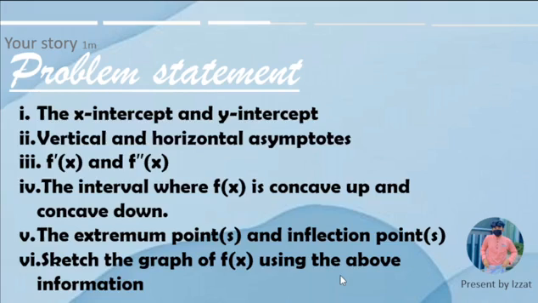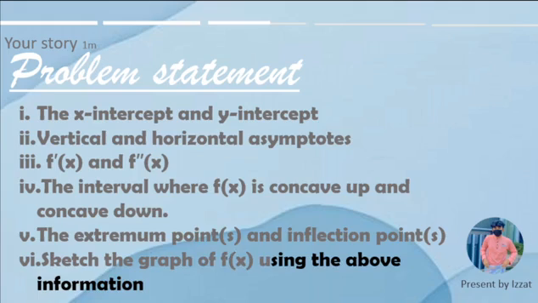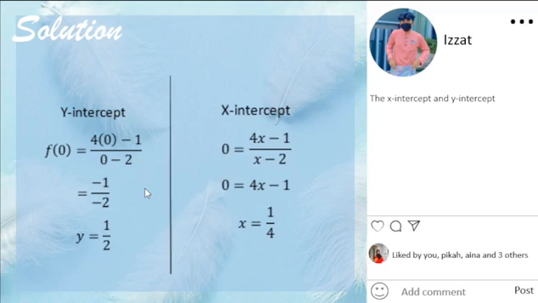Problem statement. Find the x-intercept and y-intercept, vertical and horizontal asymptotes, f' and f'', the intervals where f is concave up and concave down, and the extremum points and inflection points. Sketch the graph of f using the above information. For the first question, find the x-intercept and y-intercept. To find the x-intercept, y must be equal to 0, and to find the y-intercept, x must be equal to 0.